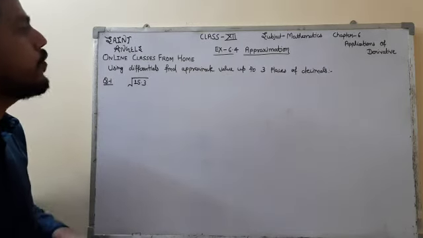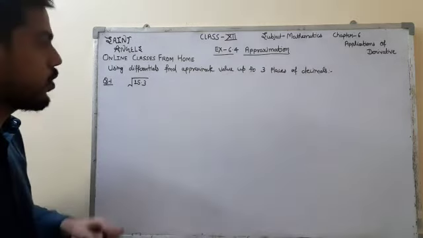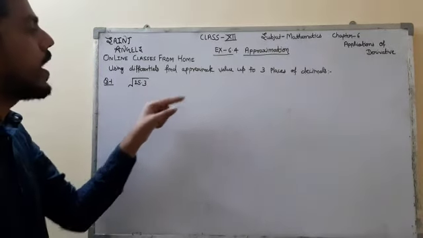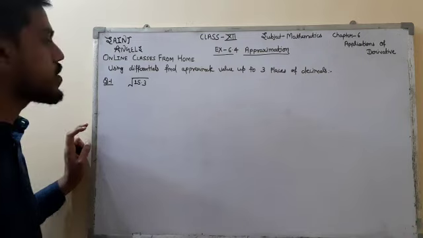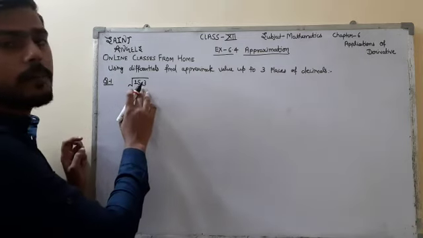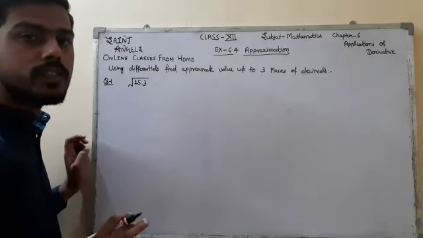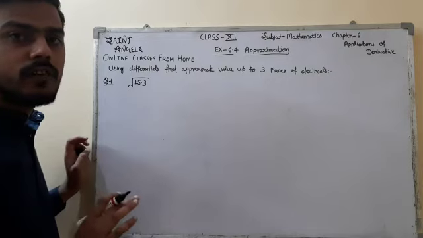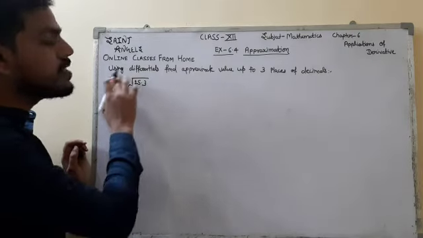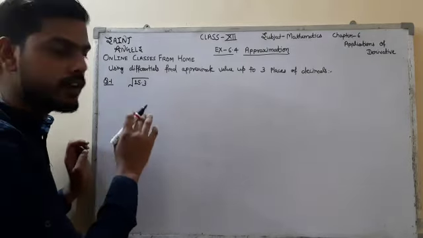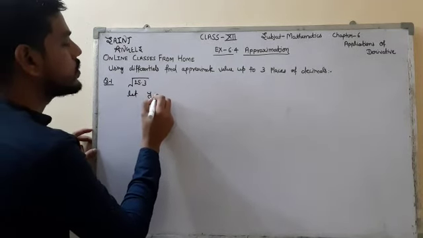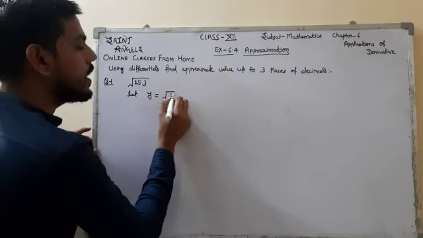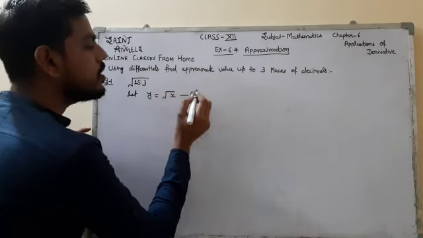Now we will look at the first question of exercise 6.4. Using differentials, find the approximate value up to 3 places of decimals. The question is the square root of 25.3. So what is the first step? We will consider the function. And what kind of function is this? It's a square root function. So we will let y equals square root of x and consider this as equation number 1.